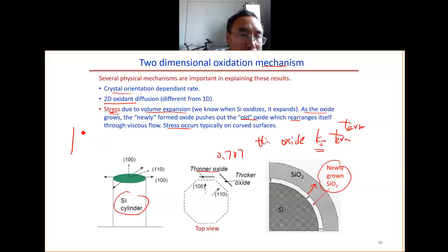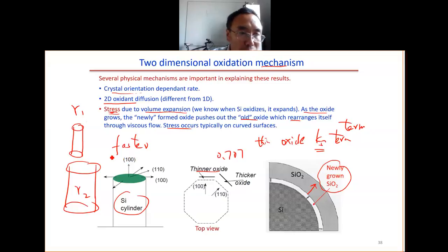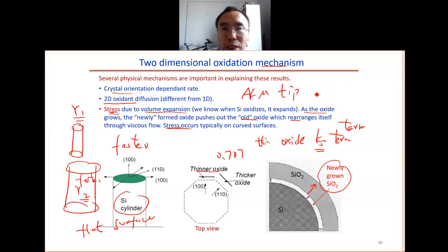Now we can make use of this. For example, if the cylinder is this big, and another one, this one has radius R1 and this one has radius R2. Which one will grow oxide faster? This one with the bigger radius has less stress, because a bigger radius is closer to a flat surface. But the smaller radius has more stress, so this one gives you slower growth. This can be used for AFM tip fabrication, and it is called oxidation sharpening.